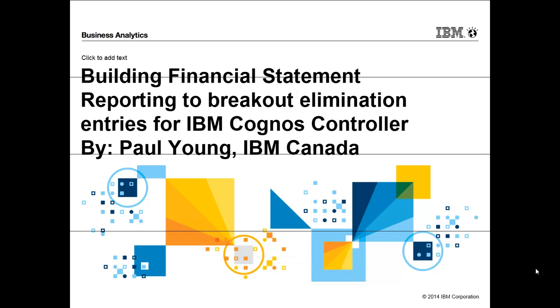I'm going to walk you through a brief example of how you can create a Cognos Controller report that isolates the elimination entries as part of the consolidation reporting cycle.